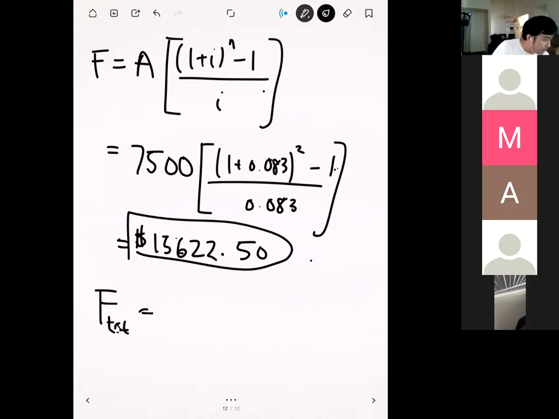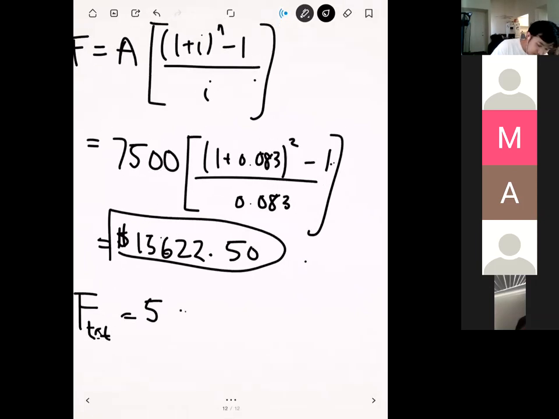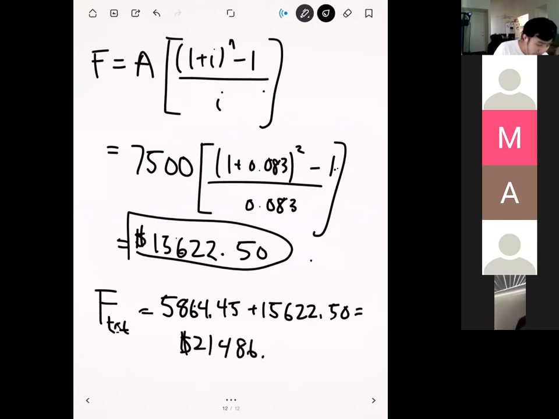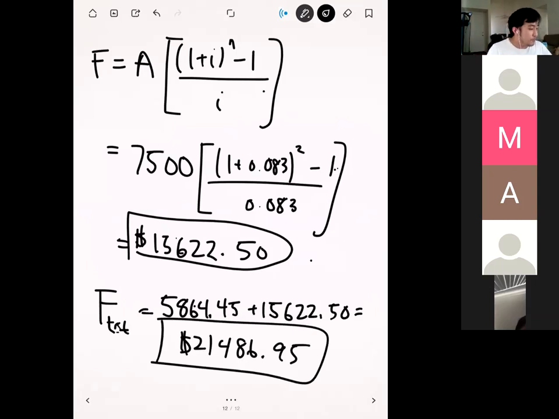So the total F is going to be 5,864.45 plus this 15,622.50. And it's going to be 21,486.95. So in 2 years, if the couple keeps depositing $7,500 each year, then their bank account is going to have $21,486.95.